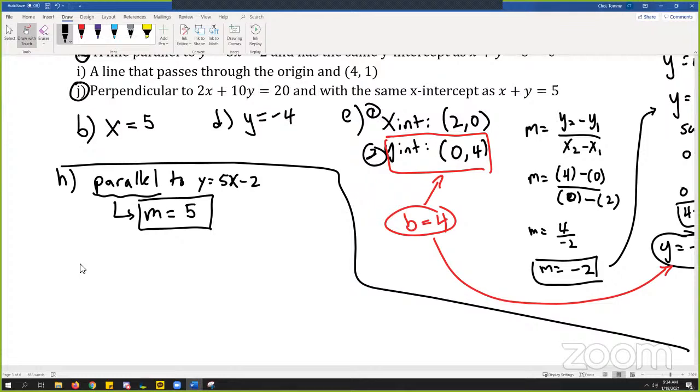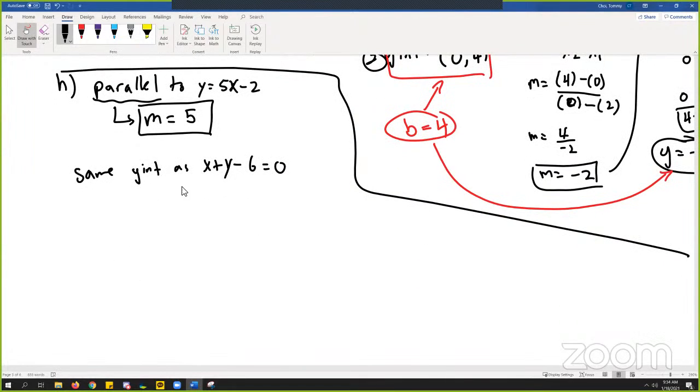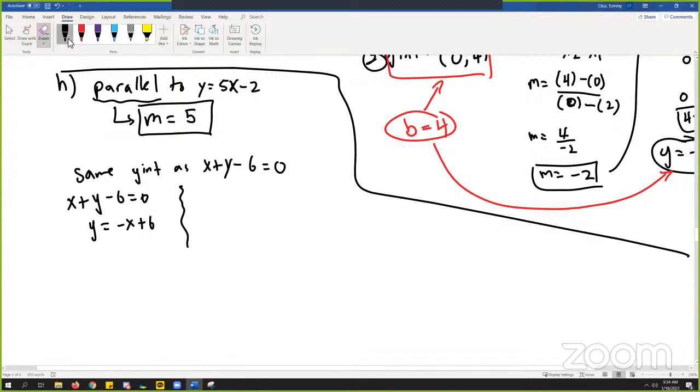Then it says it has the same y-intercept as x plus y minus 6 equals 0. You can solve this in two ways. I'll do both ways here. You can either rearrange the equation into y equals mx plus b form. So that would give us y is equal to negative x plus 6. And so b is equal to 6. So I'll just say y-intercept is 6. So therefore, y-intercept is equal to 6. Okay?